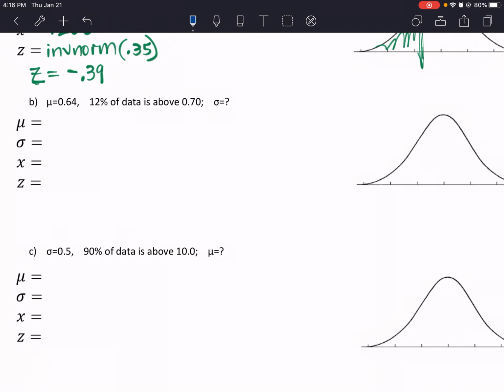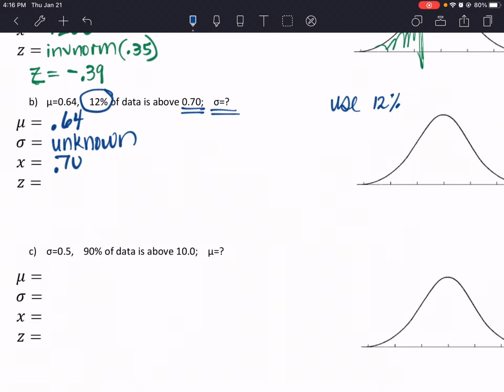Okay, so I can tell that my mean is just right there, 0.64. The standard deviation is the unknown, so I'm just going to go ahead and write that in there. And remember, I say to myself, I'm going to use 12% to get the z. So that must mean that 0.70 is the x.